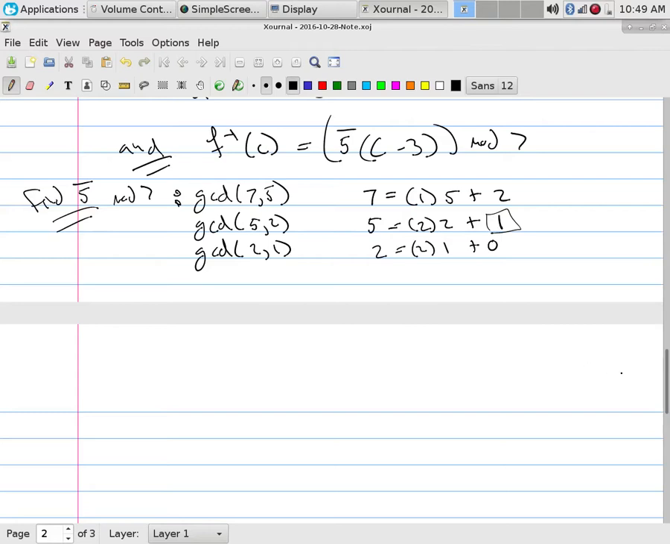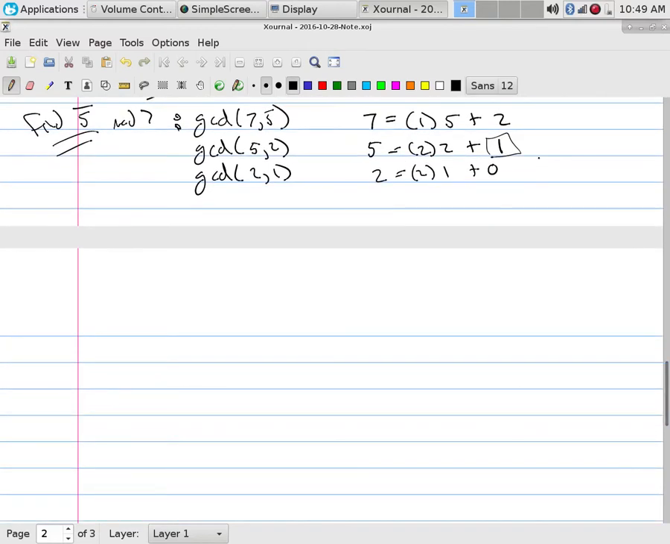Okay, so now we take this thing and throw it in reverse. What is 1? I take this thing first. What's 1? It is going to be 5 and negative 2 2's. But then I go to the 1 above. What's a 2? The 2 is a 7 with a negative 1 5, right? We just go up and we keep taking the remainders, and we get rid of remainders and throw it to the other side. And so what do I have?